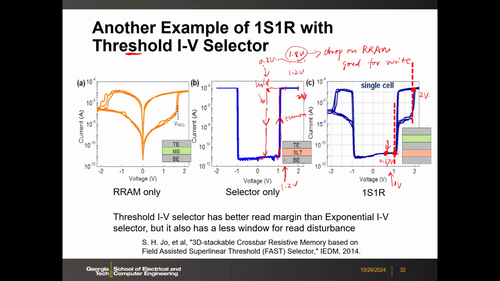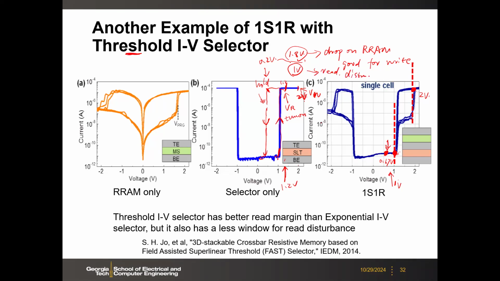After turn on, you only need 2.2 volts for the selector to hold the voltage. That means there's 1 volt across the R1, even in the read condition, okay? Right, so here, if the VW is 2 volts, and the VR is 1.2 volts, then there's 1 volt drop on the R1 for read.